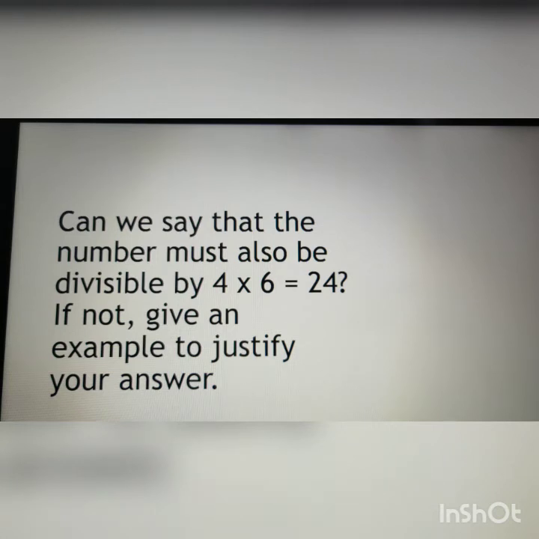So we have to check whether the given number is divisible by 4 and 6 and then try to divide it by their product 24. If possible, we have to give the example. If not possible, we have to give the example why it is not.